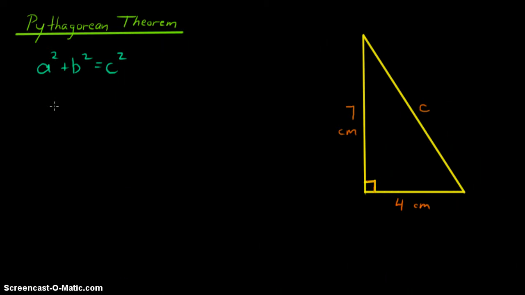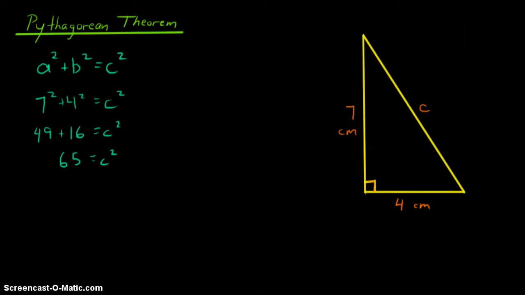So let's plug these numbers in. Now, it's not actually important whether I put 7 in for A or for B, as long as I'm making sure that I'm not putting it in for C. So let's say 7 squared plus 4 squared equals C squared. And I'll solve 7 squared and 4 squared. And I'll combine those to 65 equals C squared.